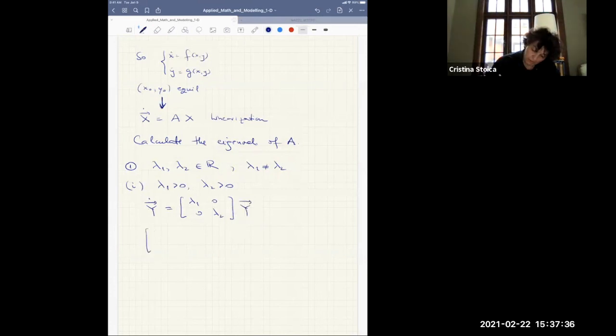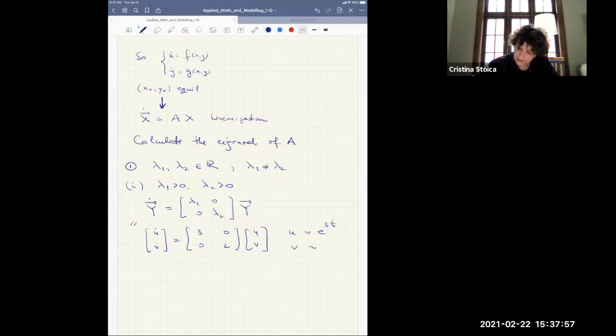So U dot, V dot is, I'm going to put it like 3, 0, 0, 2, UV. Okay, so I'm just taking an example. All right. So in other words, here we have that the solutions are U is like e^(3t) and V is like e^(2t). I'm just showing you how I'm thinking about it.